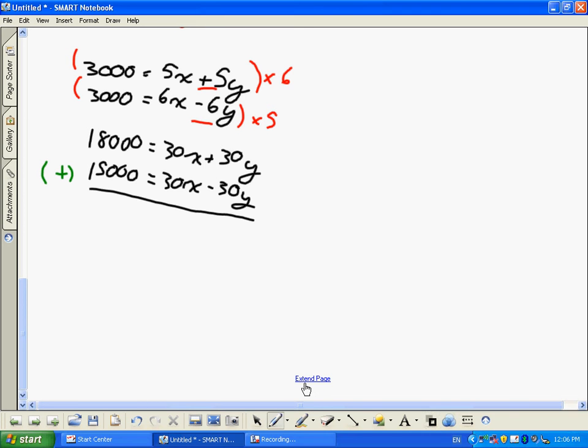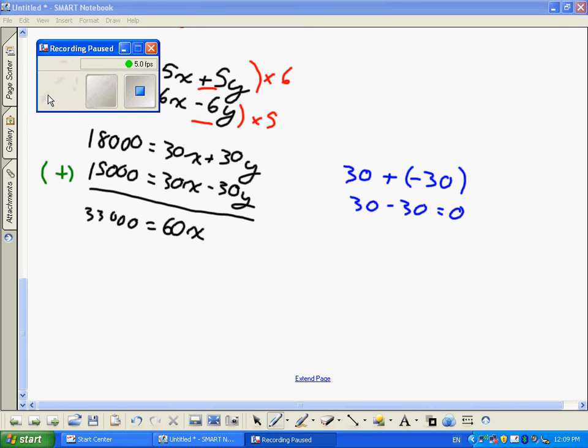So we'll add them together. These numbers are going to be very different. We're going to have 0, 0, 0, 3, 3. So 33,000. We add these together, we get 60x. And when we add positive 30, we'll put it as an aside just to make sure you understand: 30 plus negative 30, which also could be written as 30 minus 30, is 0, and that's why our y disappears.